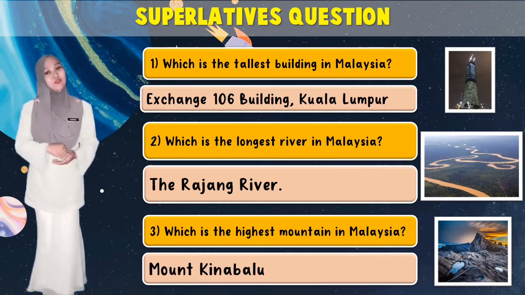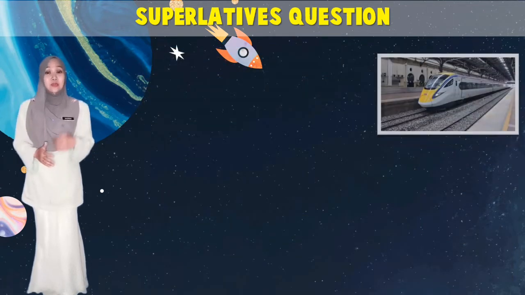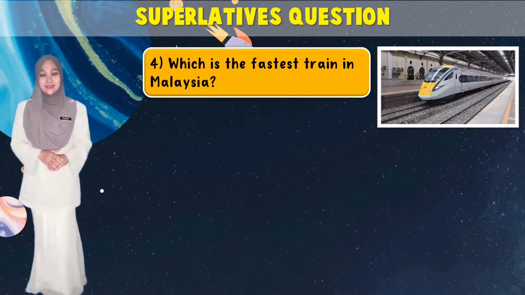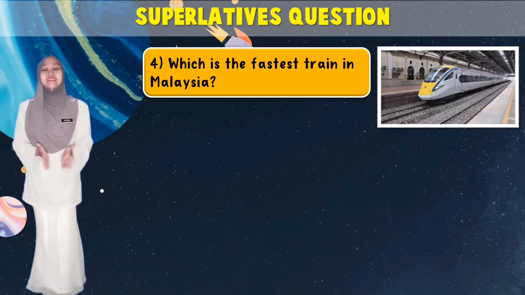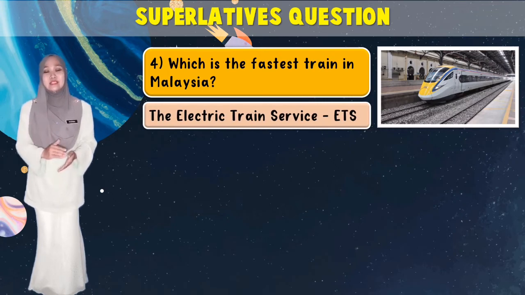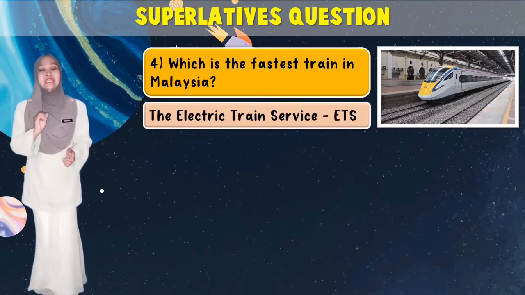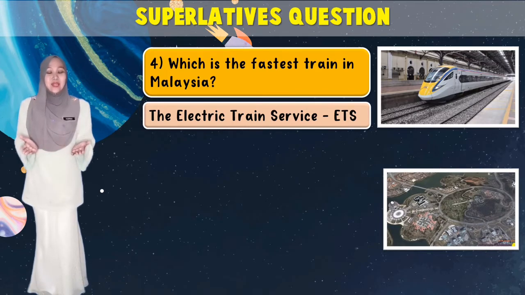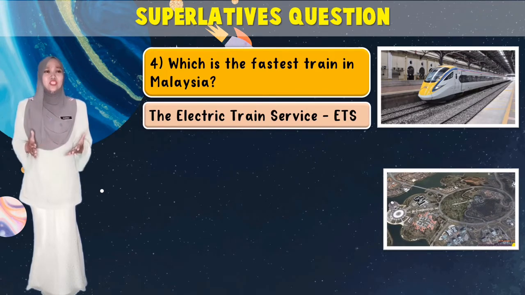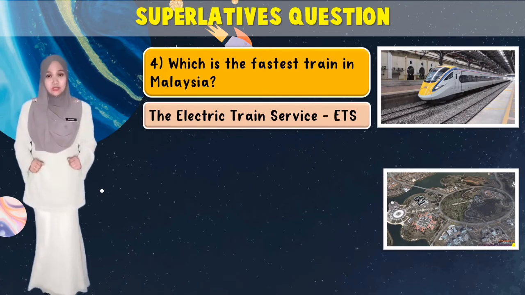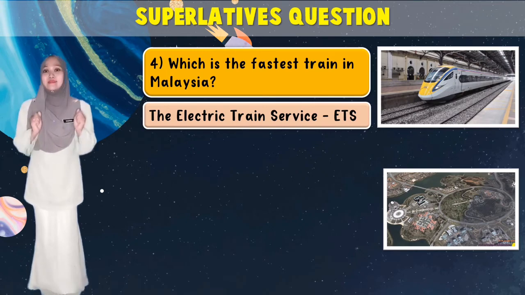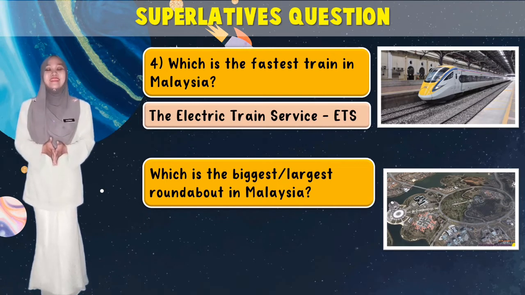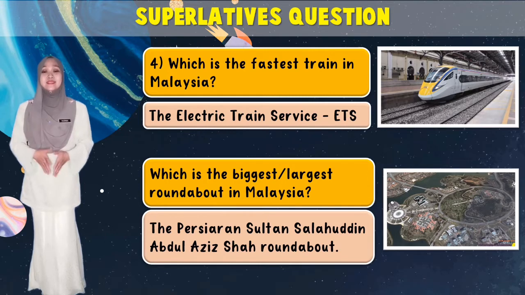Next picture, picture number 4. It is about train. So we could make superlative question like, which is the fastest train in Malaysia? Do you know what is the answer? The answer is the Electric Train Service, or it is popular with the name ETS. And the last picture, picture number 5, it is about a roundabout. So, we could make superlative question like this. Which is the biggest roundabout in Malaysia? Or, which is the largest roundabout in Malaysia? Do you know what's the answer? The answer is the Persiaran Sultan Salahuddin Abdul Aziz Shah roundabout.